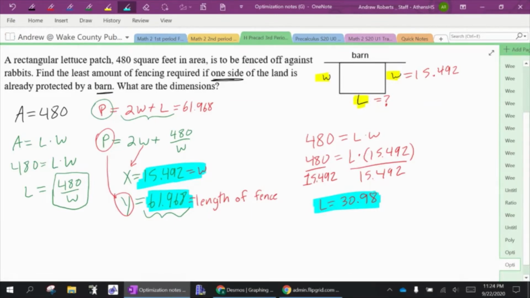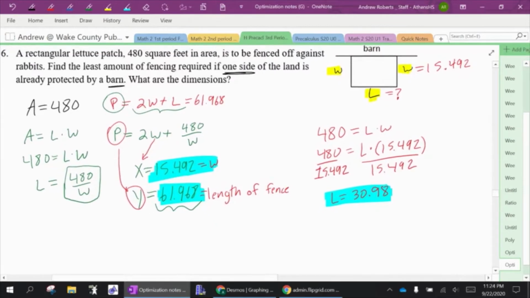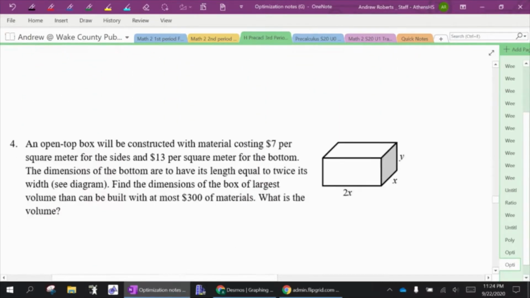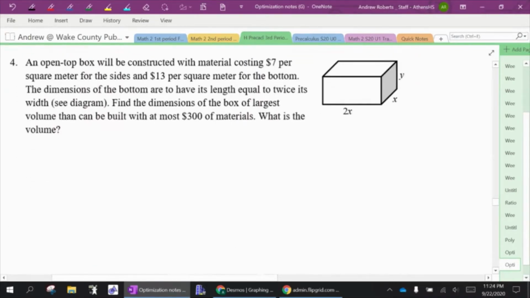So that was how we do our optimization problems. These problems are normally going to combine area and perimeter. Now, perimeter is always going to shake you because sometimes there's lines in the middle and stuff, but I call it perimeter sometimes. Now, an open box will be constructed with material that costs $7 per square meter for the sides, $13 per square meter for the bottom, and it has no top on it. It's an open top. So I'm going to add a line right here so the box actually looks open. That way it makes sense to me in my brain.